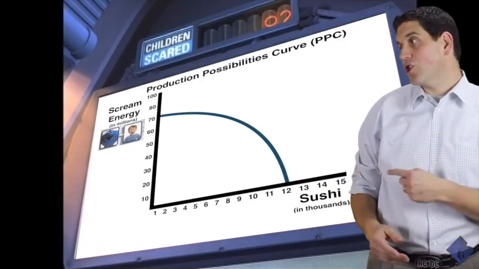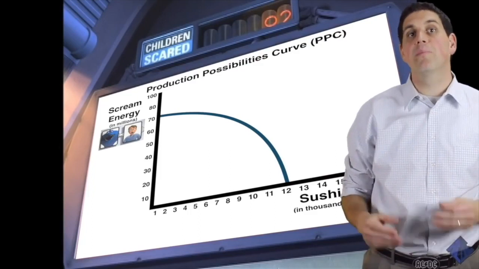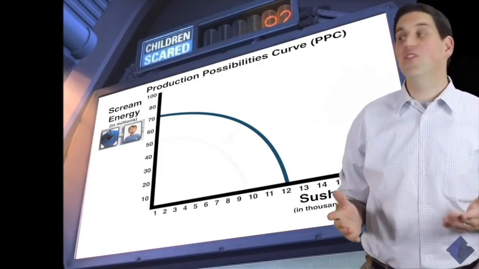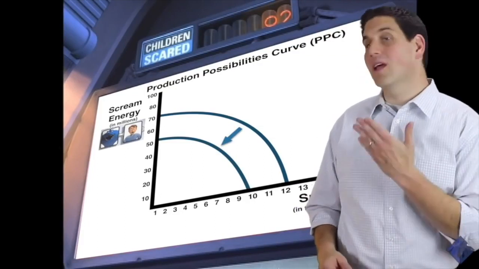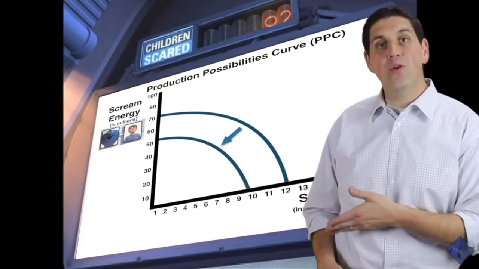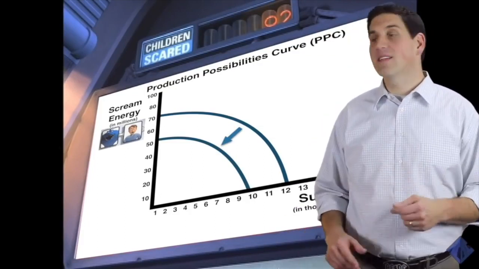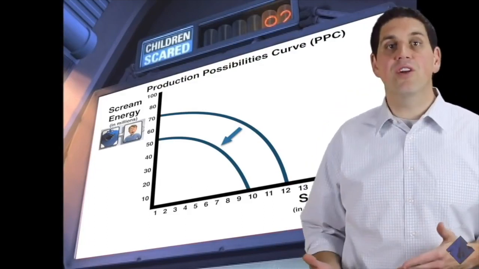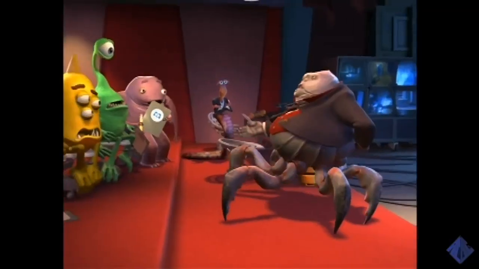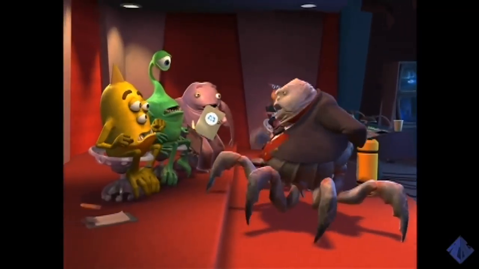What happens to the production possibilities curve if a resource becomes less productive? The entire curve shifts inward. Now, you should be thinking to yourself, I can see why we're producing less Scream Energy, but why are we producing less sushi? The reason why is because Scream Energy is a capital good. It's a resource. If you don't have Scream Energy, you can't even run a restaurant. Without Scream, we have no power.